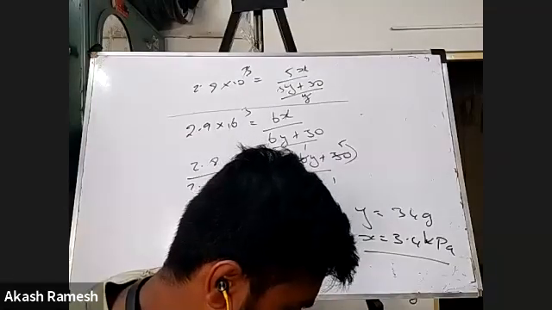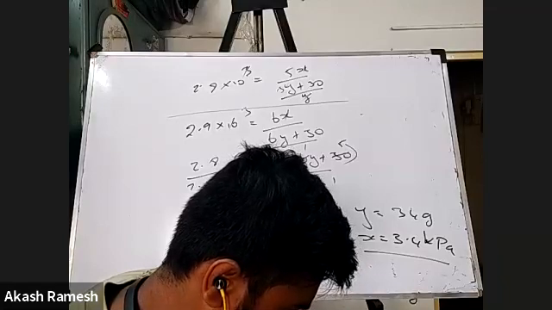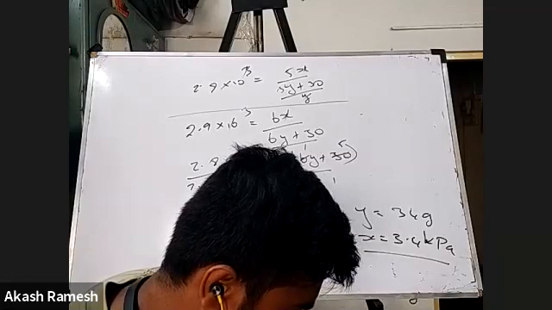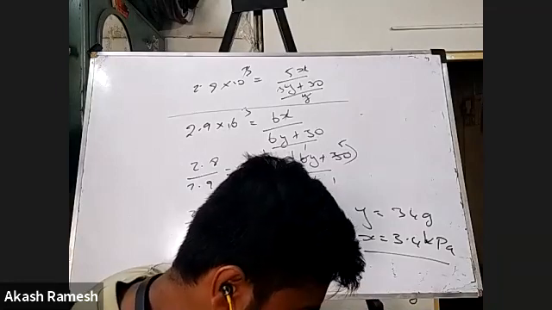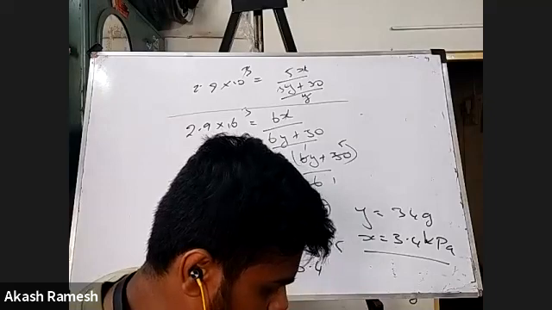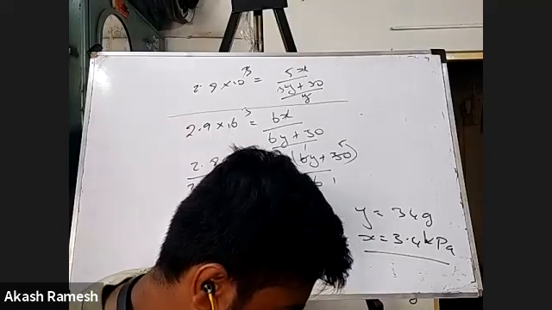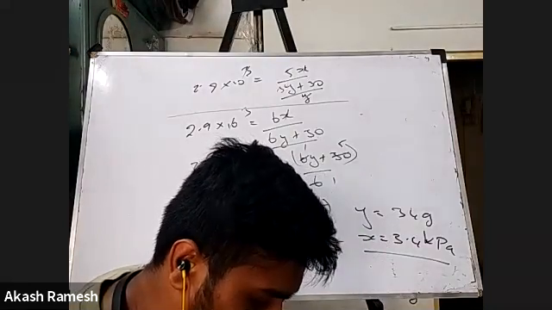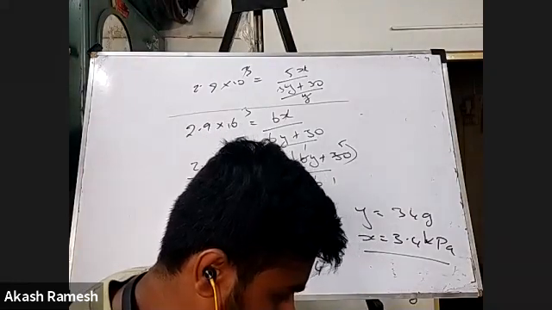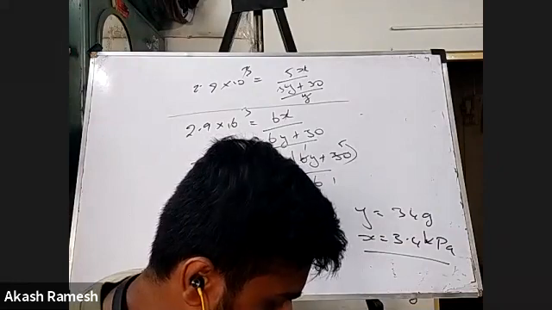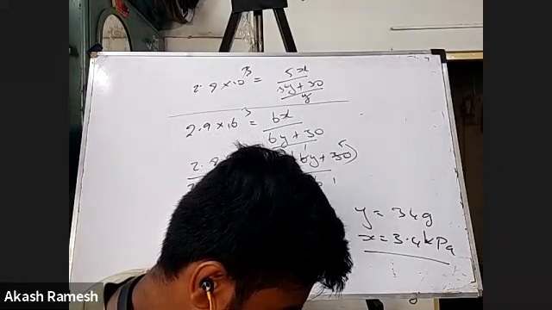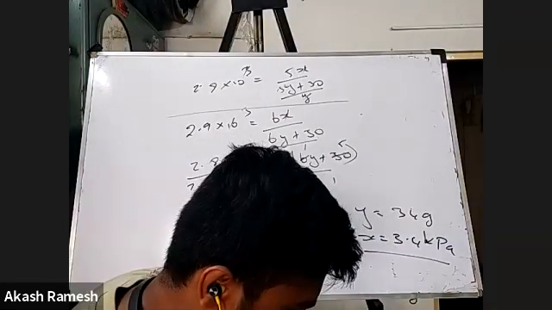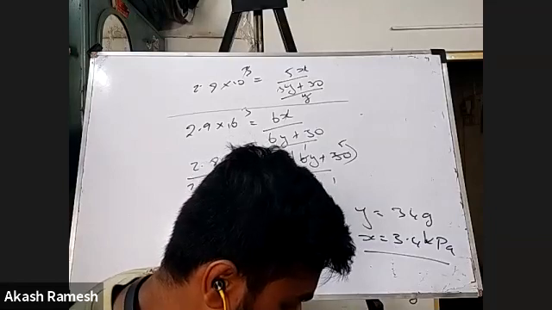Okay, this is the question. Take down. Calculate the amount of sodium chloride which must be added to 1 kilogram of water so that the freezing point of water is depressed by 3 Kelvin. Given Kf value is 1.86 Kelvin kg per mole.